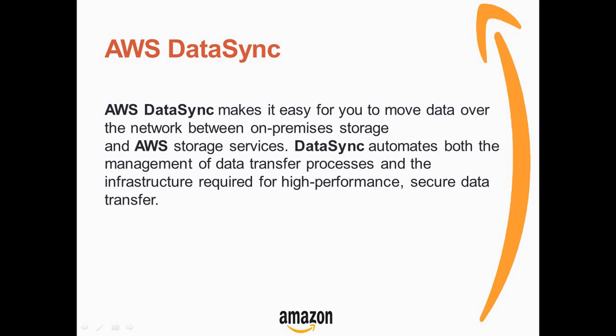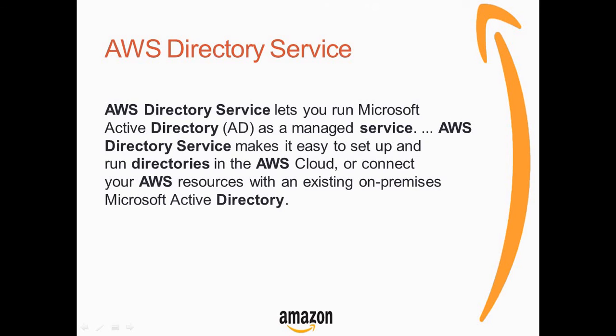Next comes AWS DataSync. AWS DataSync makes it easy for you to move data over the network between on-premises storage and AWS storage services. DataSync automates both the management of data transfer processes and the infrastructure required for high-performance secure data transfer. Next comes AWS Directory Service.